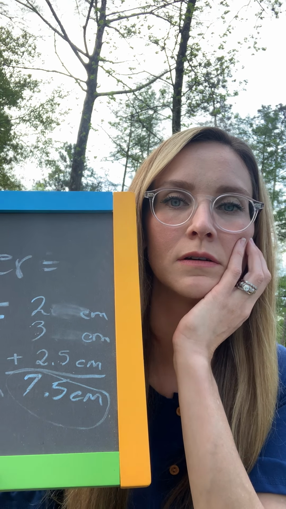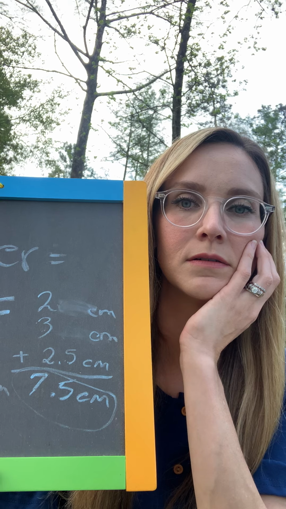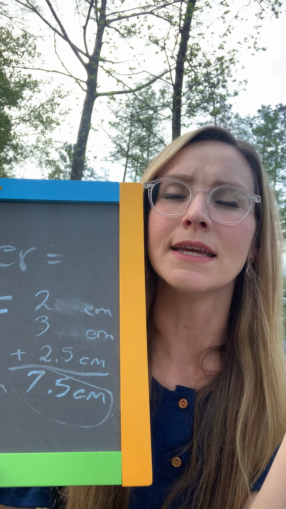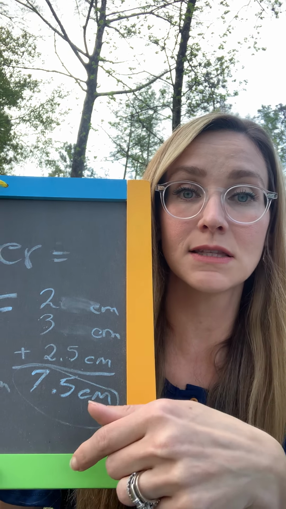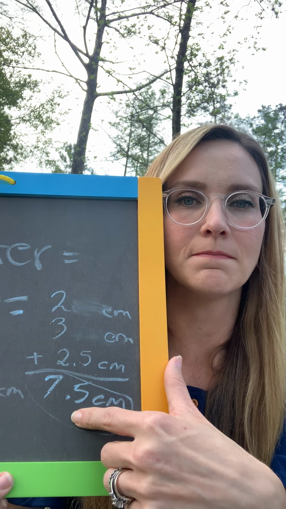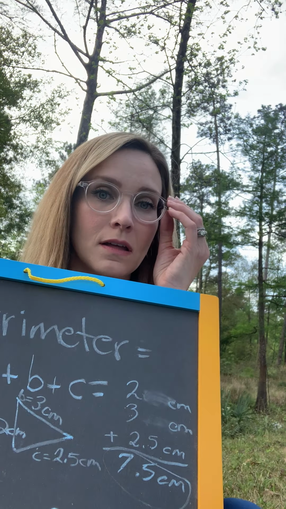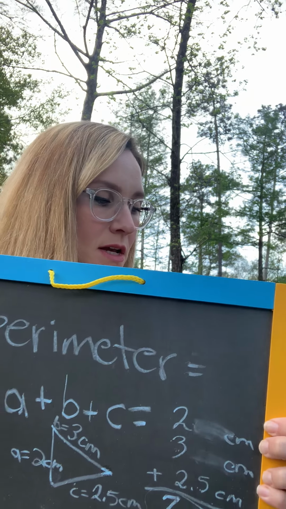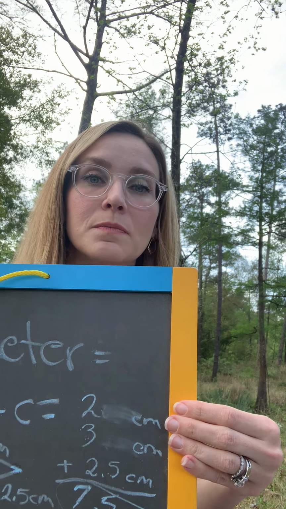How else could you say 7.5 centimeters? You could say 7 5/10, or you could say 7 1/2. Either way, that would be correct. So that's how we're going to solve these perimeter problems. You're going to add up all the sides to get perimeter.